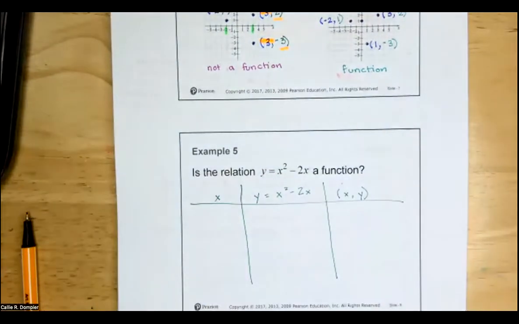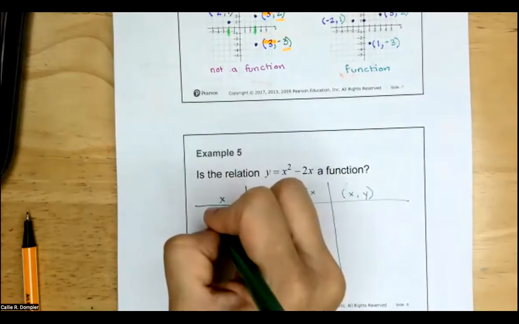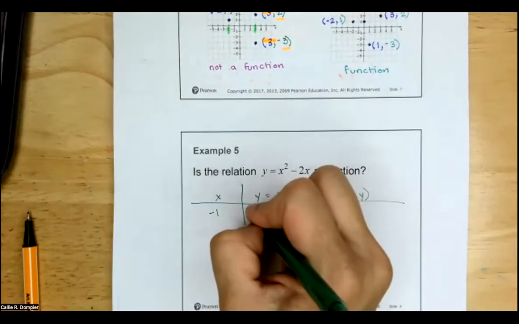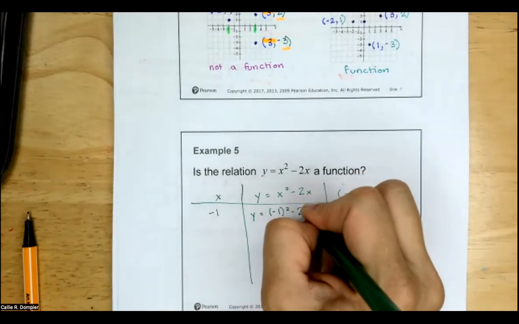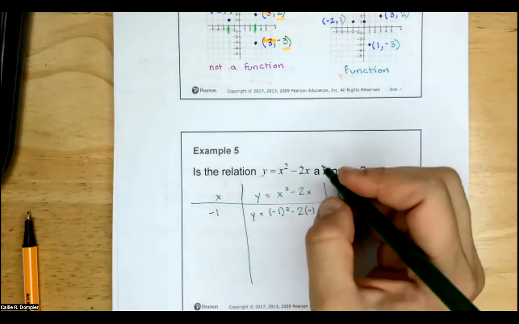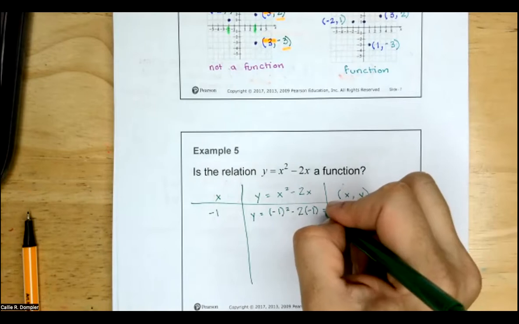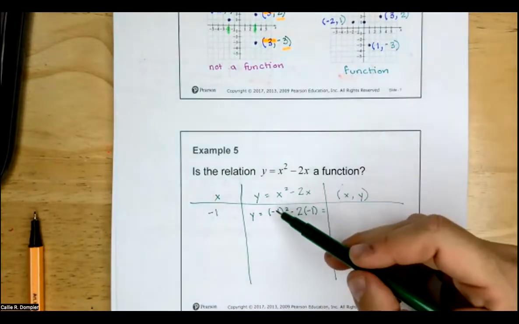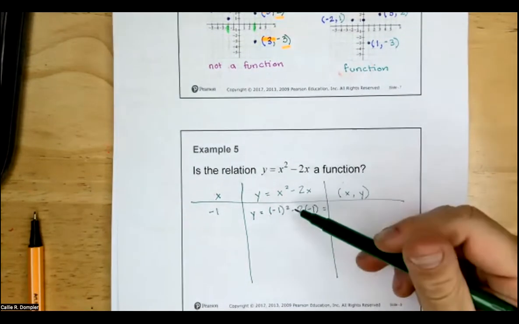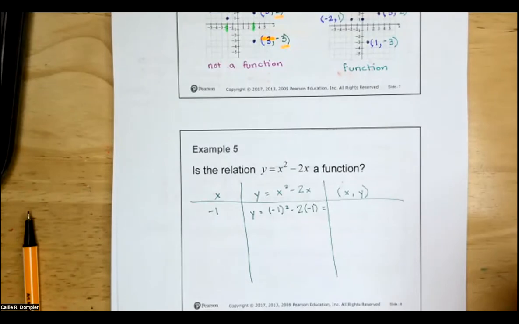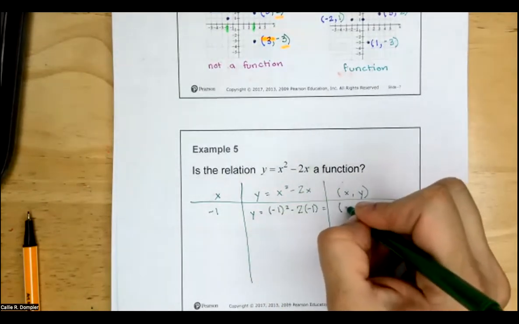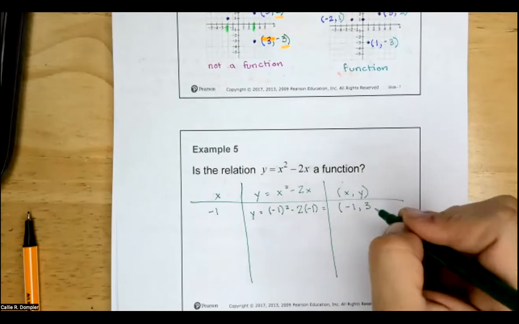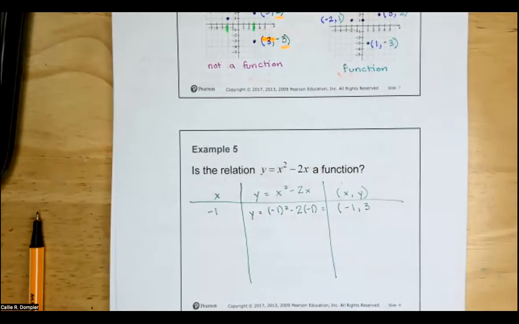And try to see if you get out two different answers for any y value, any x value, right? So if I put in -1, y equals -1 squared minus 2 times -1, right? Equals, ran out of space already. -1 squared is just 1. -2 times -1 is 2, right? So now I have 3. X is -1, y is 3.